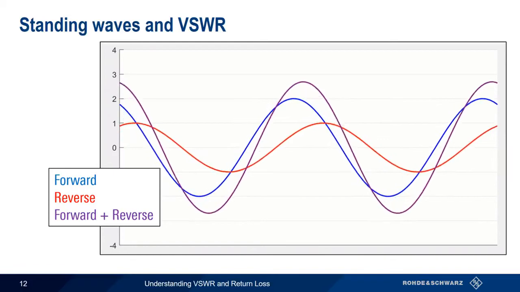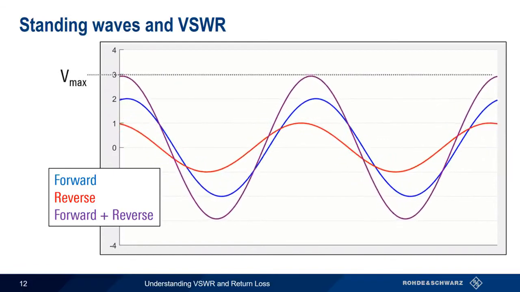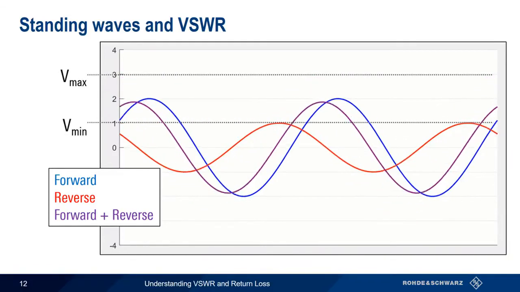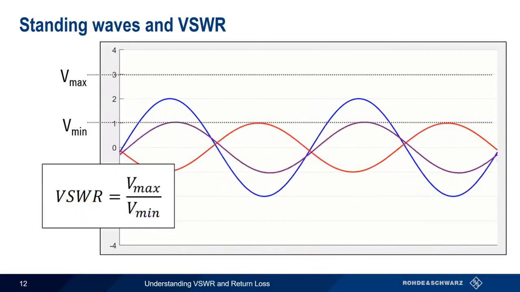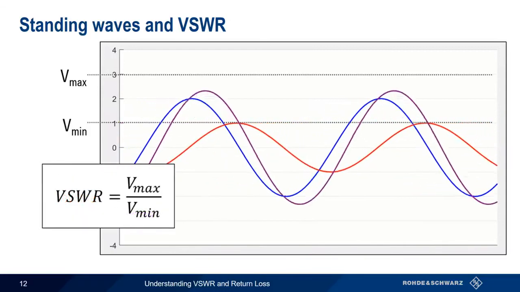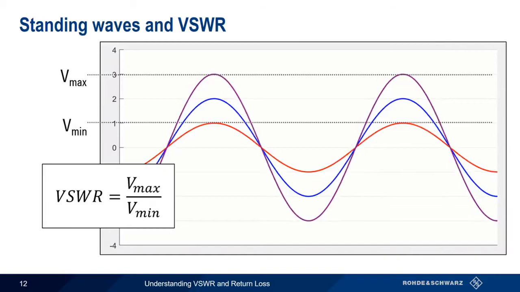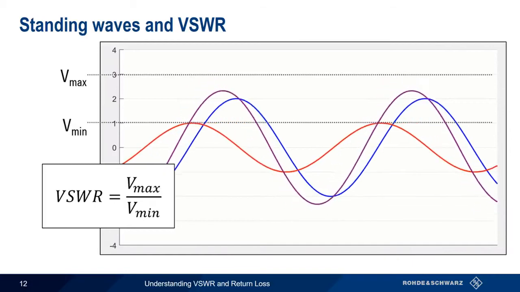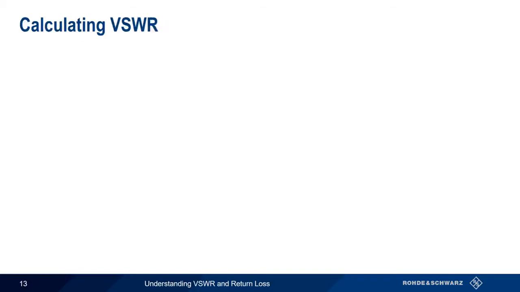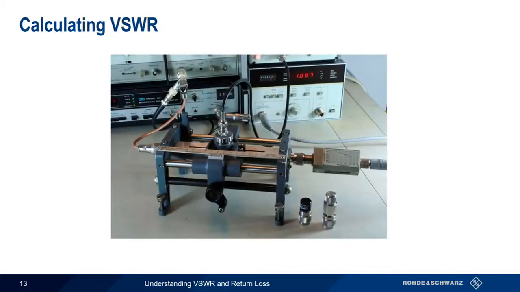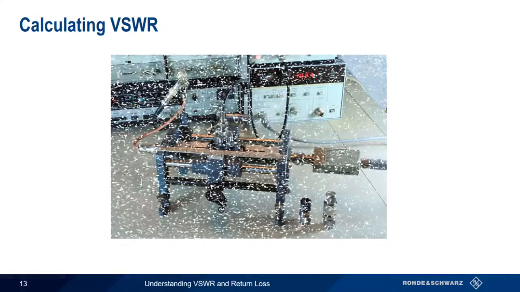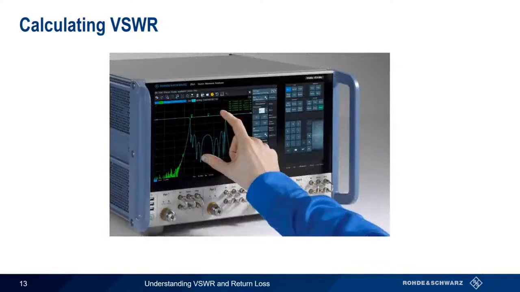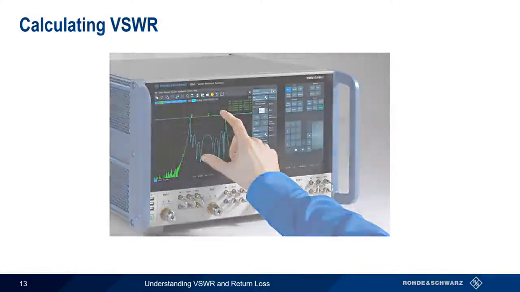Voltage standing wave ratio is simply the ratio of the highest to the lowest voltages in our standing wave. In this example, the peak value is 3 and the minimum value is 1, so we have a VSWR of 3. Many years ago, VSWR was calculated by physically measuring voltages at different points along the transmission line. But today, VSWR can be automatically measured and calculated using a network analyzer.